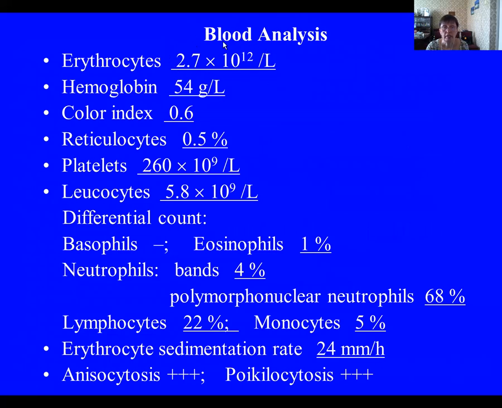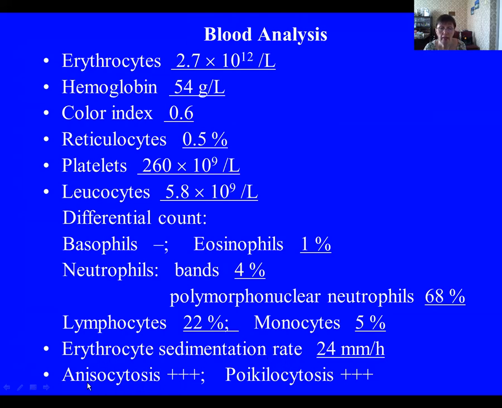Of course, we noticed the low level of erythrocytes and hemoglobin. And when we check the color index, we will see that it is decreased very much, and the anemia in iron deficiency will be hypochromic. And you see that regeneration is rather slow, and reticulocytes are not increased as much as hemoglobin is decreased. Then we can notice also a high erythrocyte sedimentation rate and specific changes of the red blood cells.